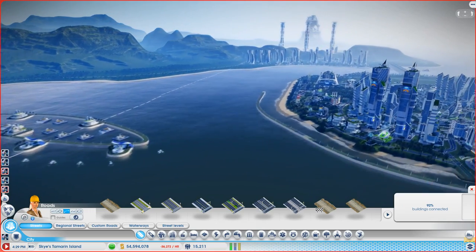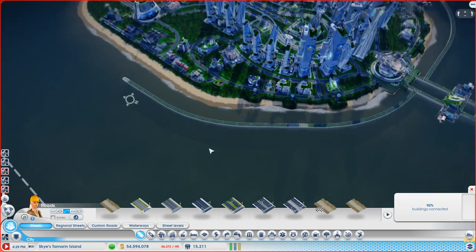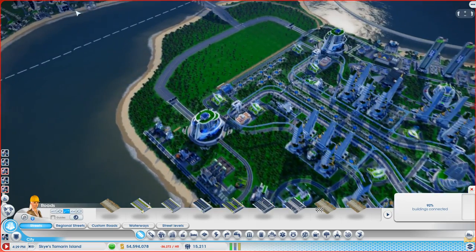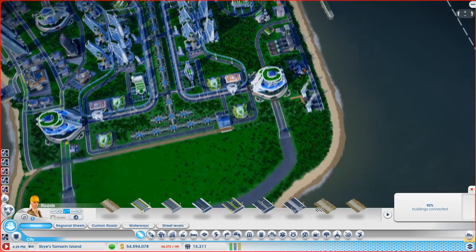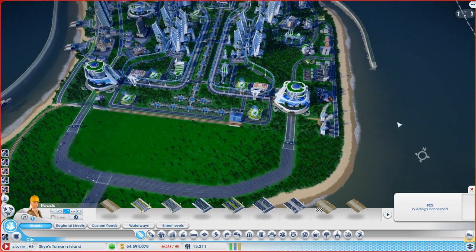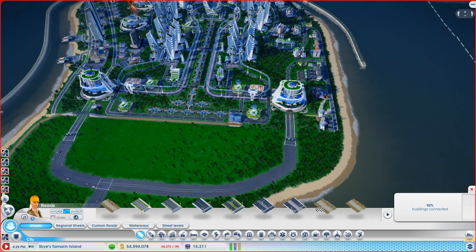Okay, right. I think now it's time to get on with screwing around with our railways. And I'll tell you, this needs to be done pretty carefully.